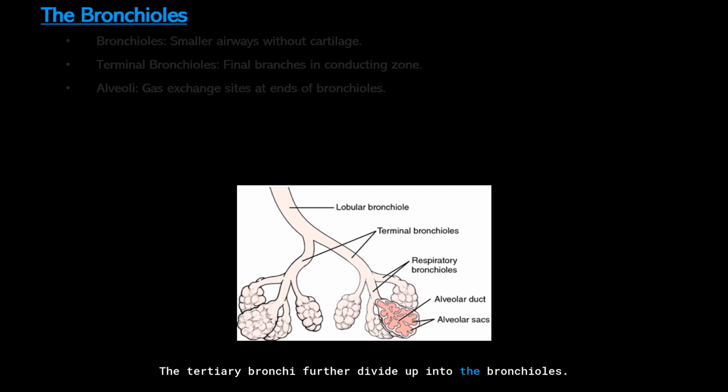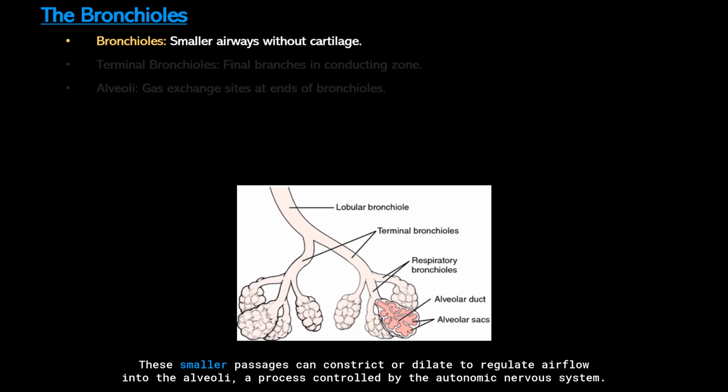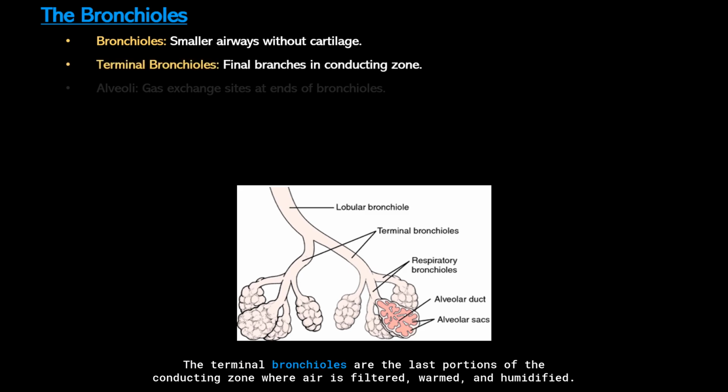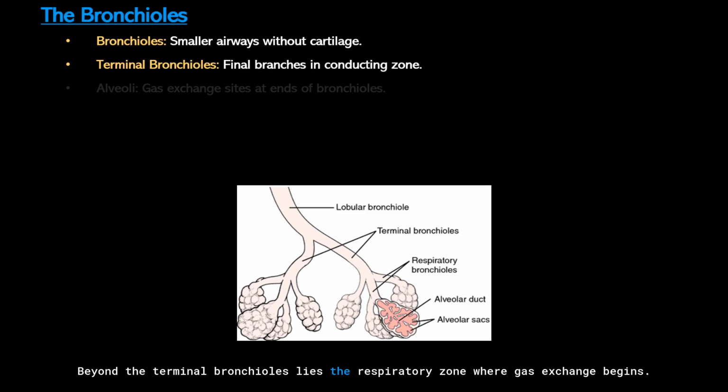The bronchioles are smaller branches that lack cartilage and are primarily made up of smooth muscle. These smaller passages can constrict or dilate to regulate airflow into the alveoli, a process controlled by the autonomic nervous system. The terminal bronchioles are the last portions of the conducting zone where air is filtered, warmed, and humidified. Beyond the terminal bronchioles lies the respiratory zone where gas exchange begins.